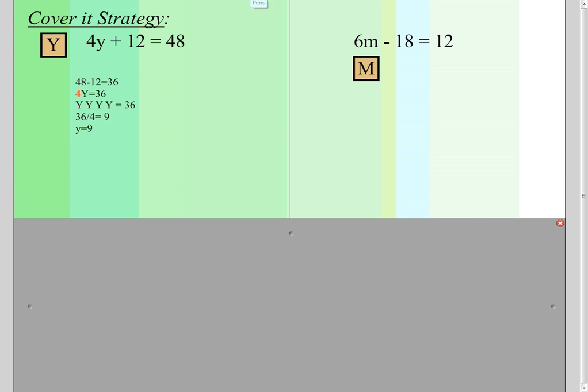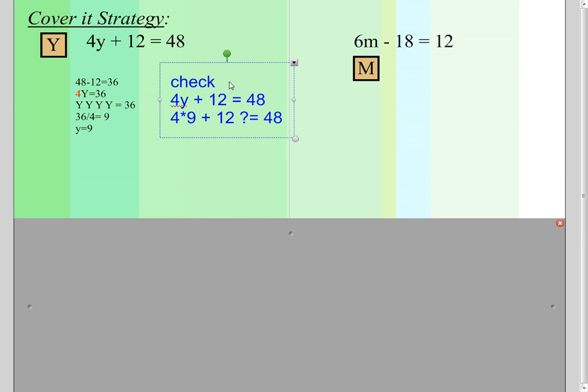Now the good thing is there's always a way to check these. To check them, I just take my 4y plus 12 equals 48. And now since I think y is 9, I write 4 times 9 plus 12 equals 48. But it's really a question mark equals, because that's what I'm trying to find out. Does it equal 48? Well, 36 plus 12 does equal 48. So now I know that that one's correct. So I can check that one off.